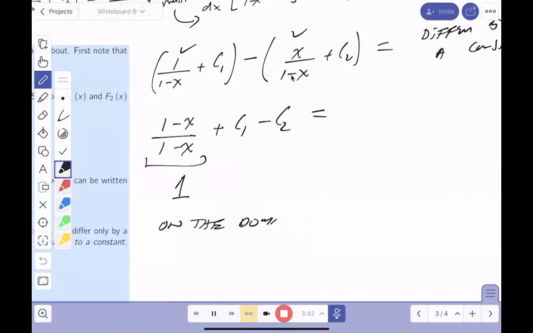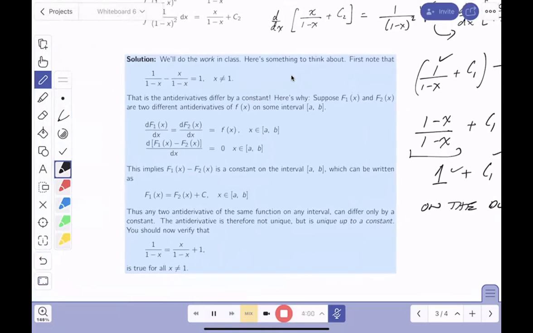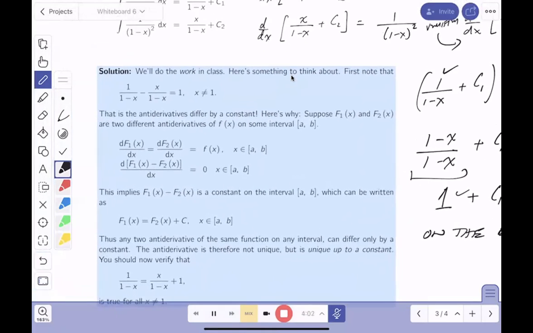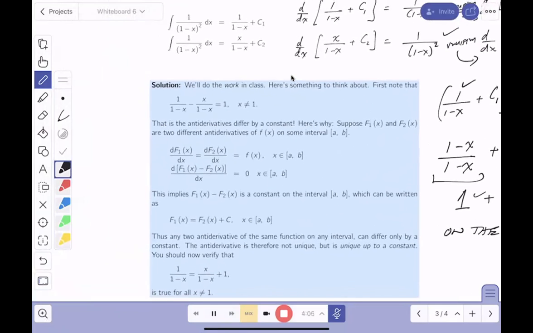What's the domain of the problem? All real numbers except 1. So on the domain of the problem, this would equal 1. So what do you get? C1 minus C2. Is that a constant? It is. 1 is constant, C1 is constant, and C2 is constant. So they differ by a constant, all right? Pretty simple. So the bottom line is we did the differentiation. We showed it's true. And that wasn't bad. All right. We did okay.